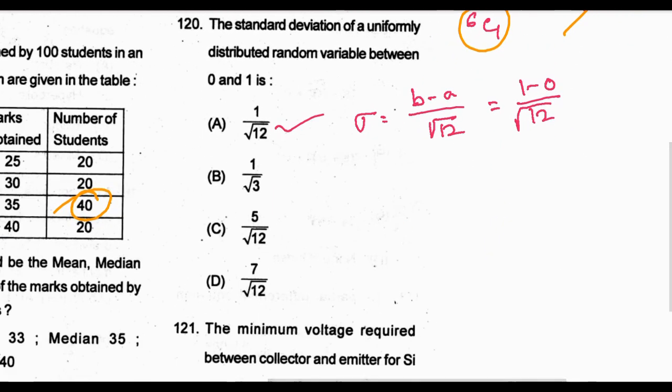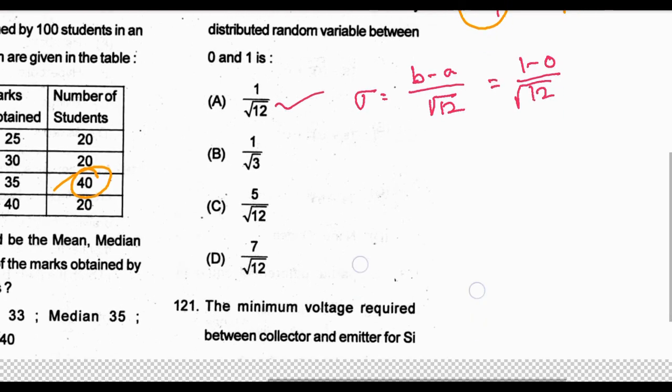Next question is, the standard deviation of a uniformly distributed random variable between 0 to 1. So this is the formula, b minus a by root over 12. So 1 minus 0 by root over 12. So here option A is the correct answer.